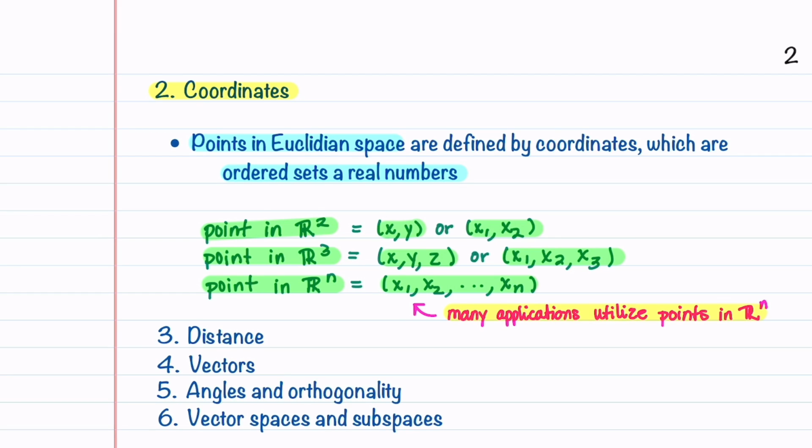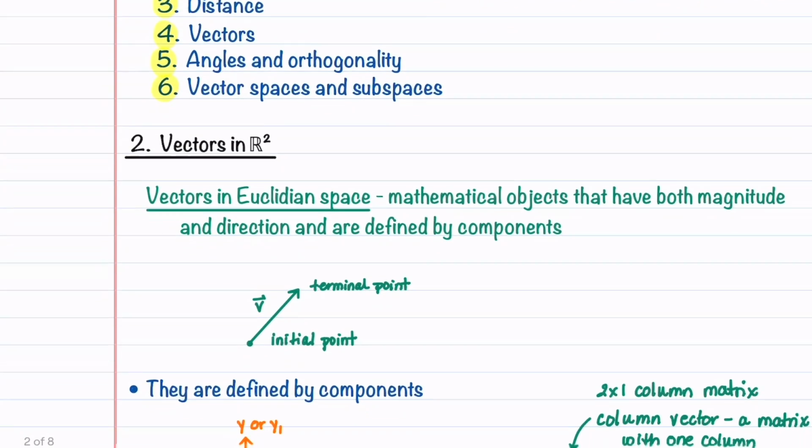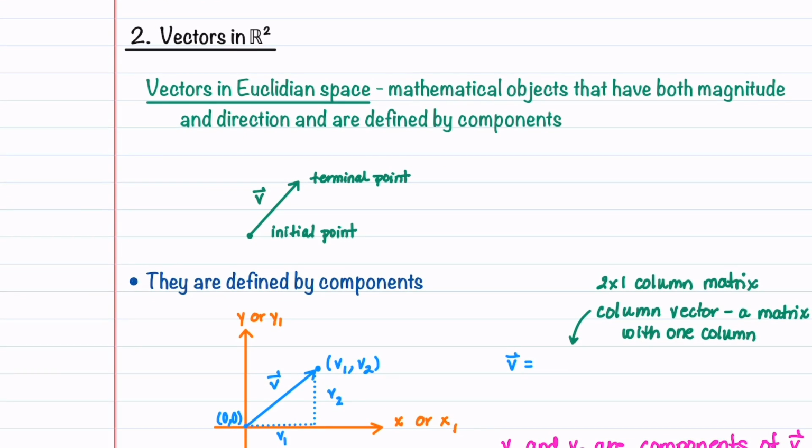The other 4 key characteristics of Euclidean space are distance, vectors, angles and orthogonality, and then vector spaces and subspaces. We'll learn about vectors now, and then we'll learn about the other 3 key characteristics later. We'll start learning about vectors by first learning about vectors in R2.